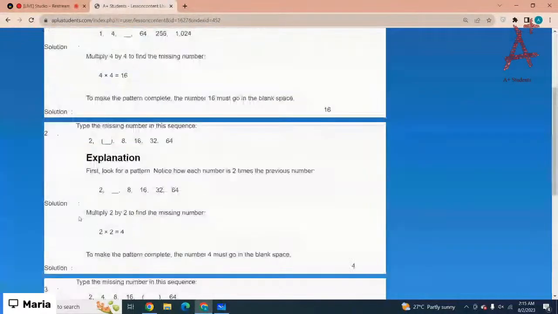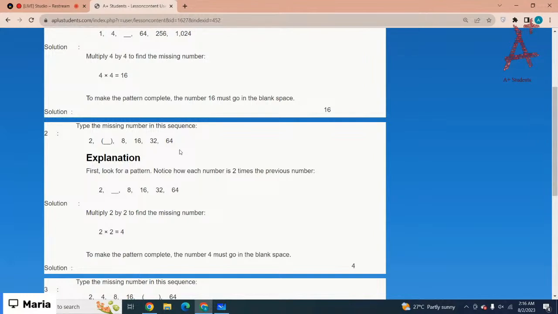The next example is 2, missing number, 8, 16, 32, 64. Okay, so just look for the pattern. You can see the numbers are the multiples of 2. Like 8 times 2 is 16, 16 times 2 equals 32, and 32 times 2 equals 64, right?